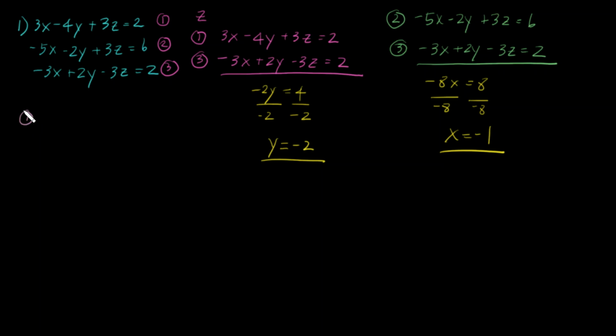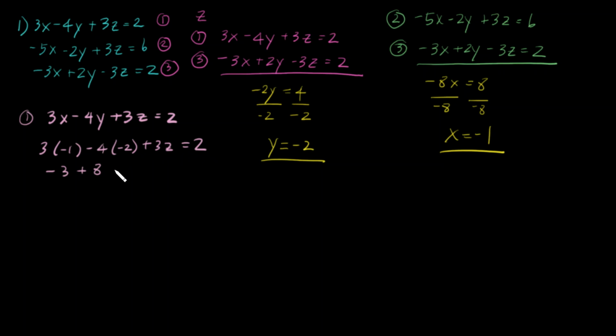Okay, so number 1: we have 3x minus 4y plus 3z equals 2. Let's go ahead and put -1 as x, -2 as y, and we're solving for z. So that's -3 plus 8 plus 3z equals 2. We have a -3 and a plus 8. That's a 5 plus 3z equals 2.